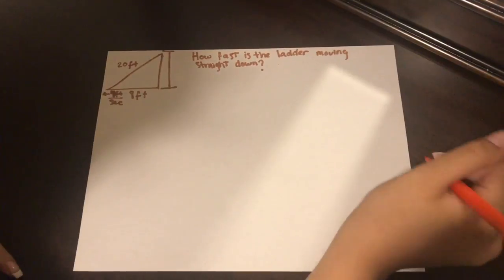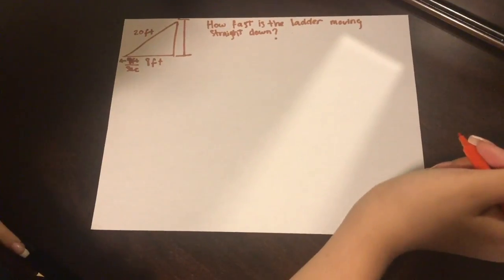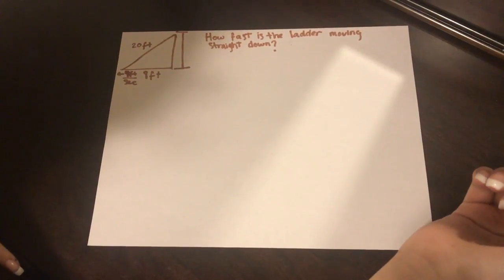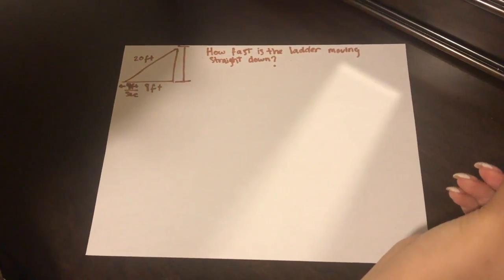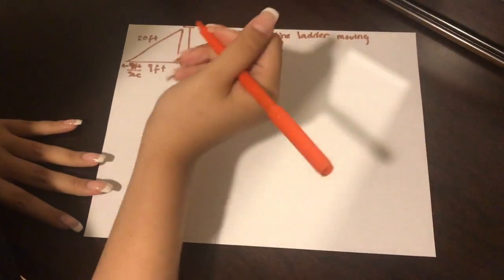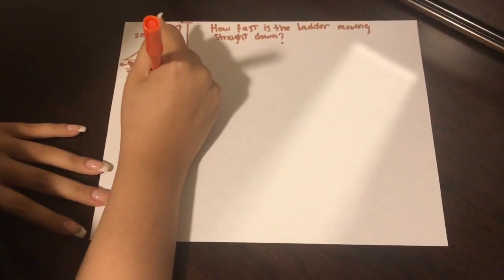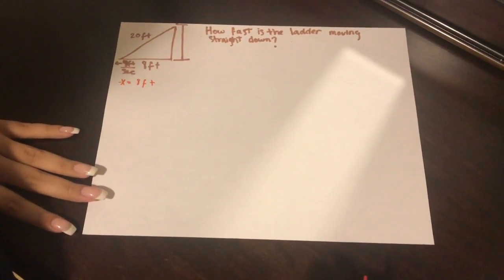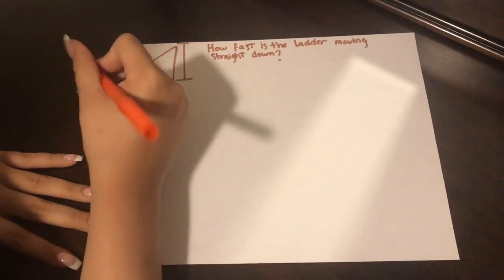Problem number 2. Now, for problem number 2, a 20-foot ladder is falling straight down a wall. The bottom of the ladder is 8 feet away from the bottom of the wall, and the bottom of the ladder is sliding away at a rate of 4 feet per second. How fast is the ladder moving straight down? First, we are going to mark the diagram. We are going to make 8 feet x, so x equals 8 feet. And if x is 8 feet, then the rate of x, which is dx over dt, will equal 4 feet per second.